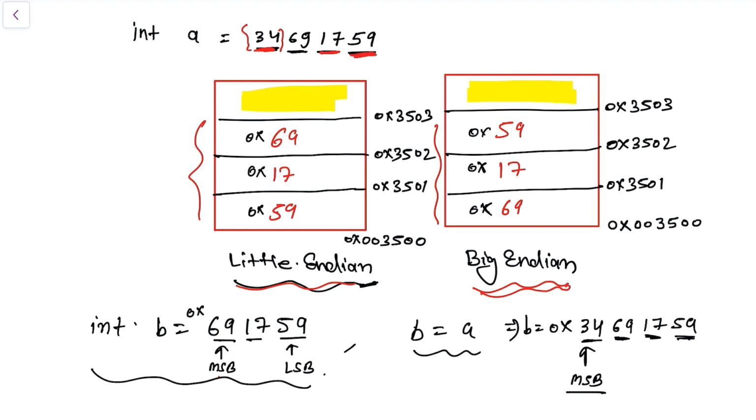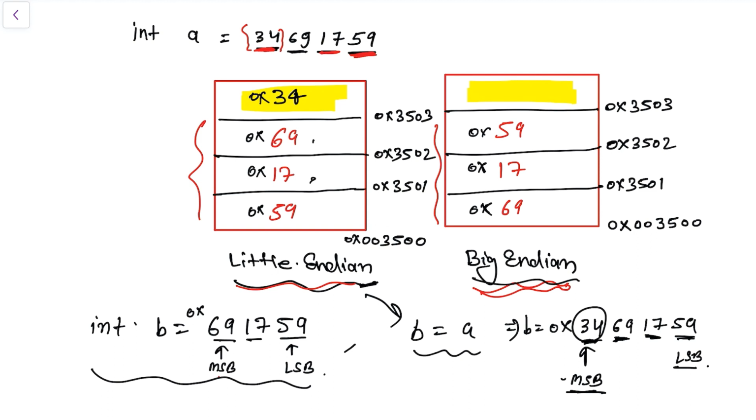Okay, so in little Endian, you see you have already stored this 59 at the lowest place, and then the 17 at the second place, and then 69. And as per the definition of little Endian, you need to store the MSB at the highest address and the LSB at the lowest address. Then what we can do is simply add this 34 here at the highest location. That's the 0x34.